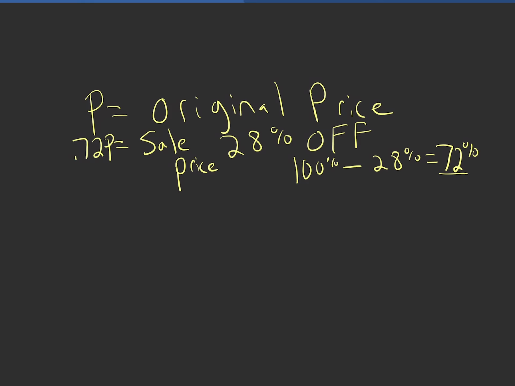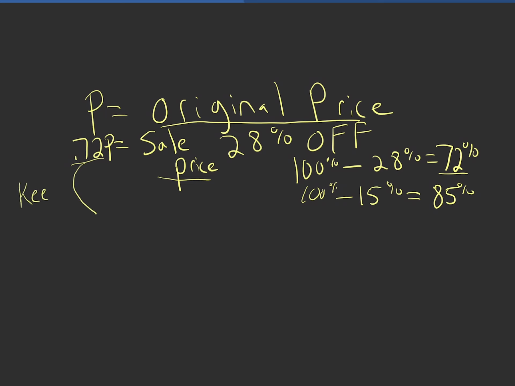Now the next thing is, I go from the original to the sale, and then they're going to give me an extra 15% off if I buy it online. So 15% off of this. Again, if I take away 15% from something, if you have the original 100% and take away 15%, I'm still keeping 85% of what I have. So that means I'm still going to keep 0.85, or 85%, of that 0.72p.